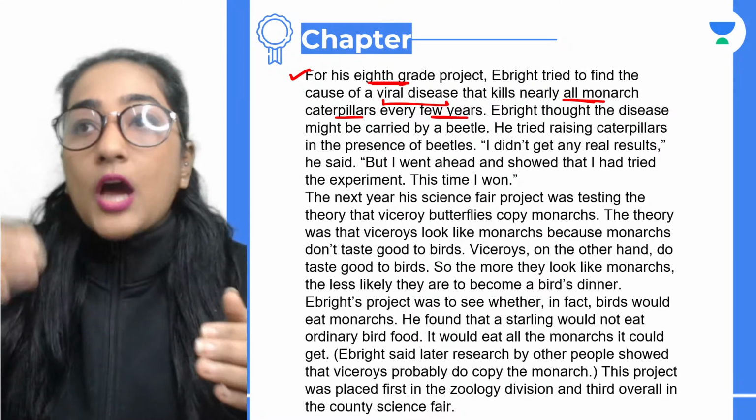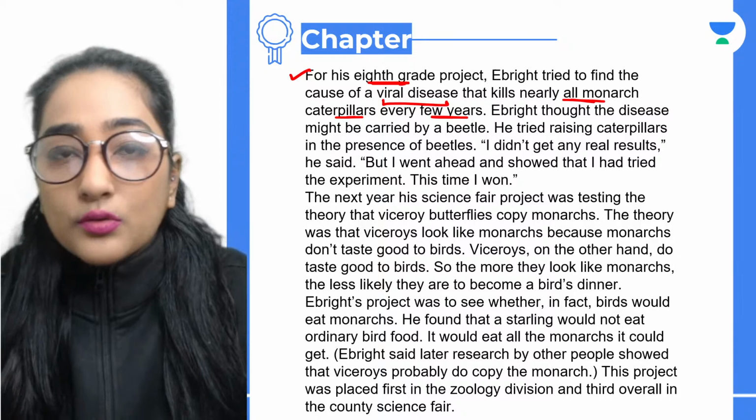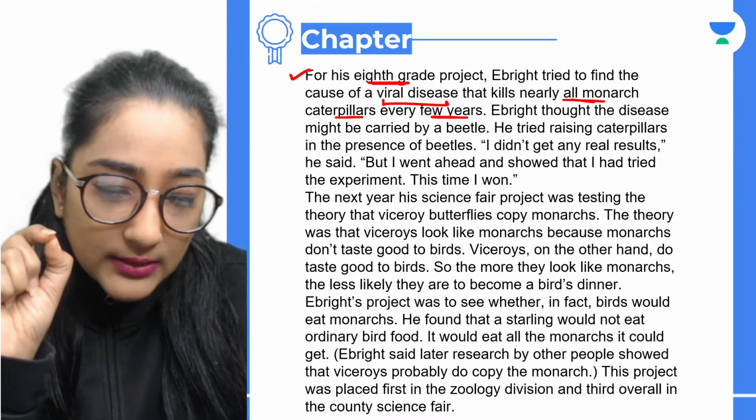Ebright thought the disease might be carried by a beetle. उसको लगता था कि beetle की वजह से. You understand beetle very much, right? Guys, it's an insect again. All right, is that clear to everybody?